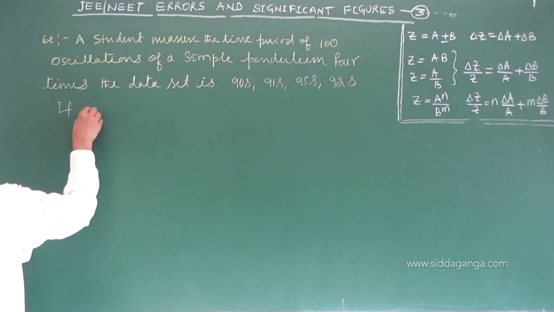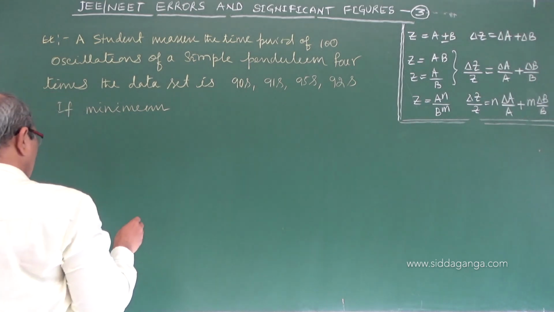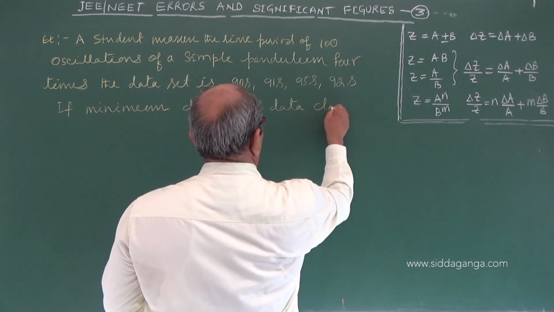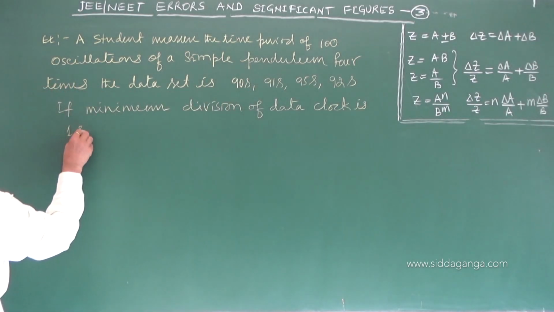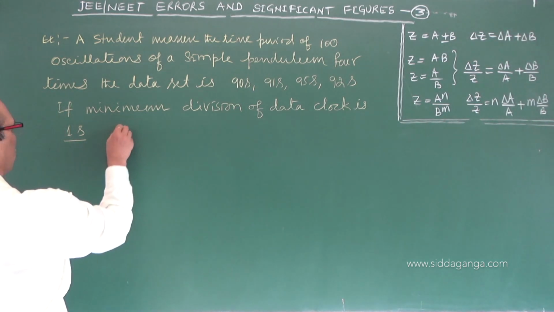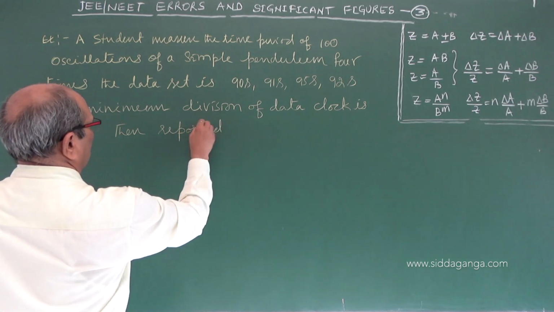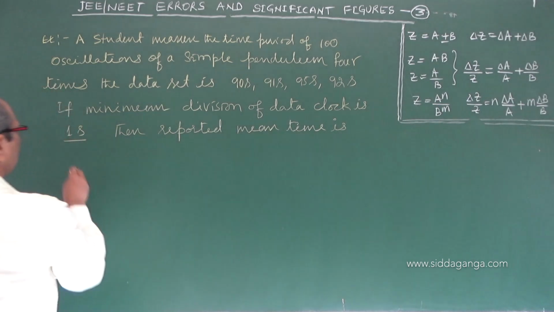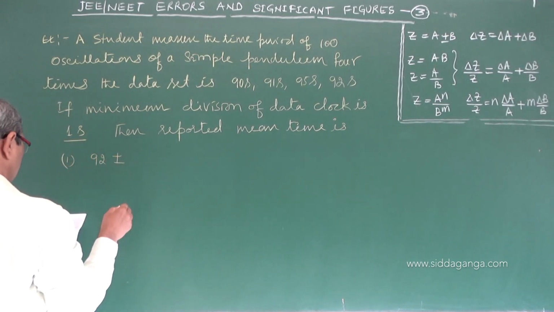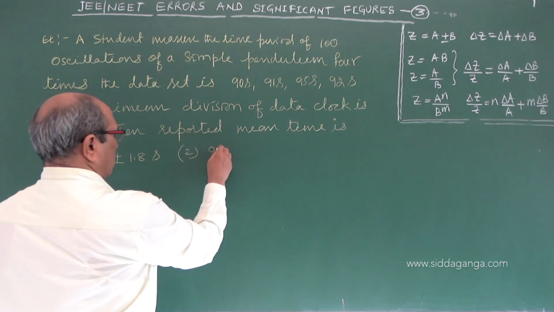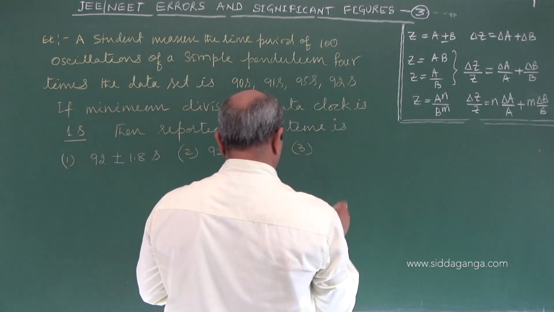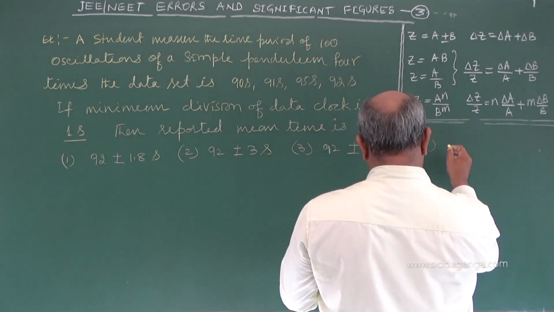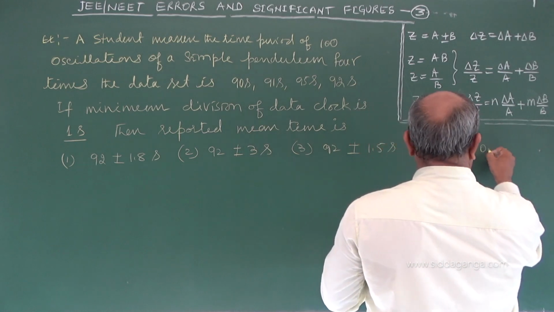If the minimum division of the data clock is 1 second, then the reported mean time is, so the answers: 92 plus or minus 1.8 second, 92 plus or minus 3 second, 92 plus or minus 1.5 second, fourth 92 plus or minus 0.5 second.